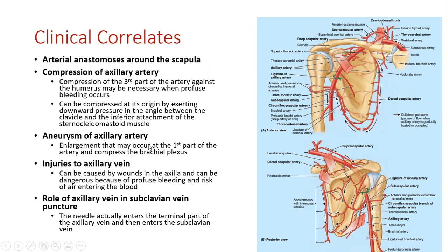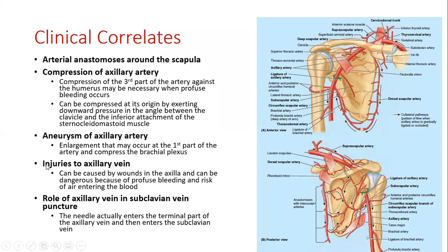It's an enlargement that can occur at the first part of the artery and compress the brachial plexus. So you have an enlargement of an artery, and though blood is still flowing, because you have this enlarged portion of the artery, it will compress the brachial plexus, and that compression will make it so that the nerves can't function properly. And so your upper limb will have weakness in different actions.